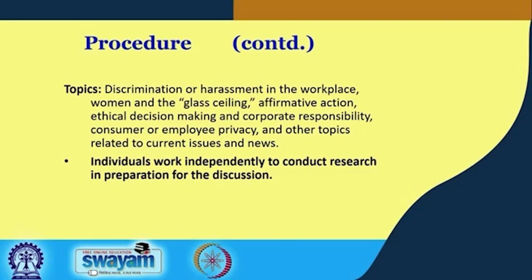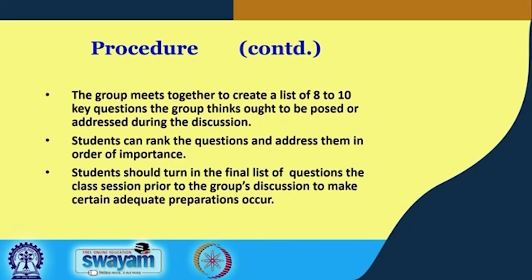Individuals may work independently to conduct research in preparation for the group discussion. The group will meet together to create a list of 8 to 10 key questions. Just listen carefully. After you have got the case study sheets, all of you also listen. After you have got the case study sheets, you will make a list of 8 to 10 key questions which you will examine. And you will be addressing those topics or those key questions during the fishbowl GD.